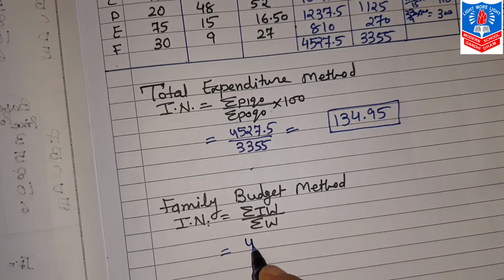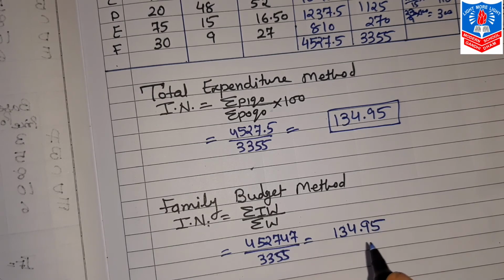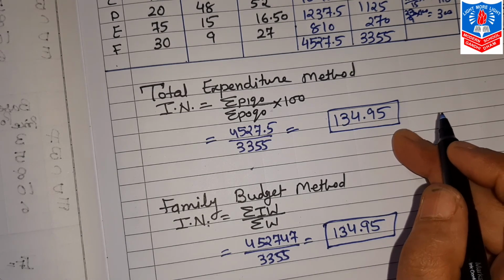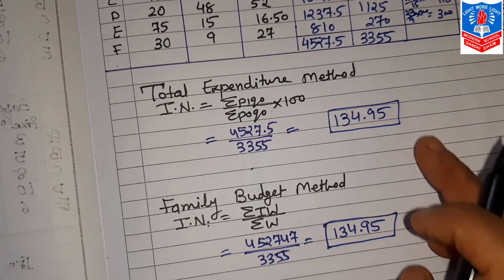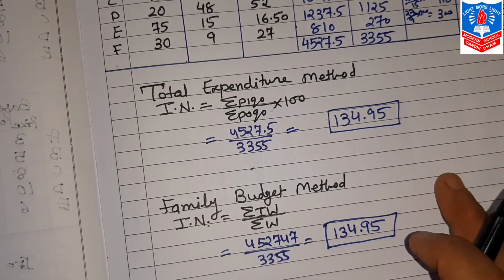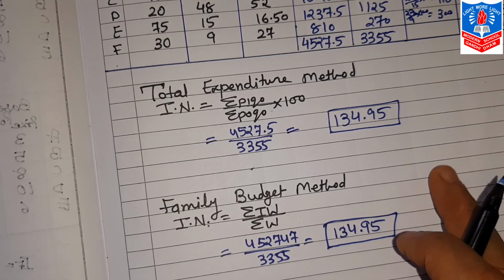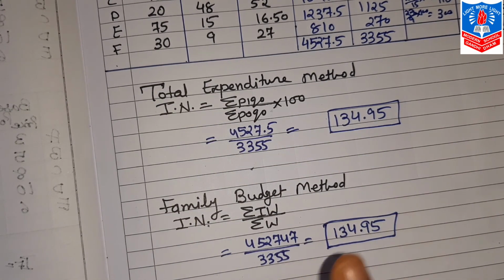We get this way 452,747 divided by 3355. What exact value we get, that is 134.95. So this way you can verify total expenditure method as well as family budget method. Both the methods you get the same answer. So this is the way how we solve a sum based on total expenditure method as well as family budget method.